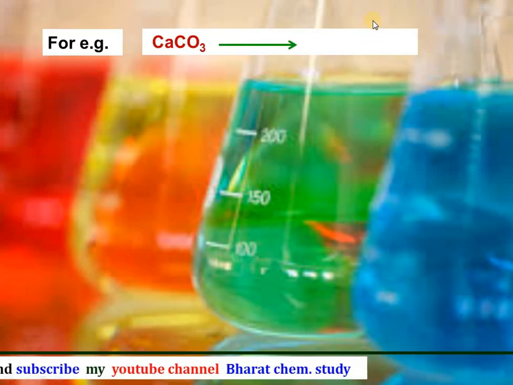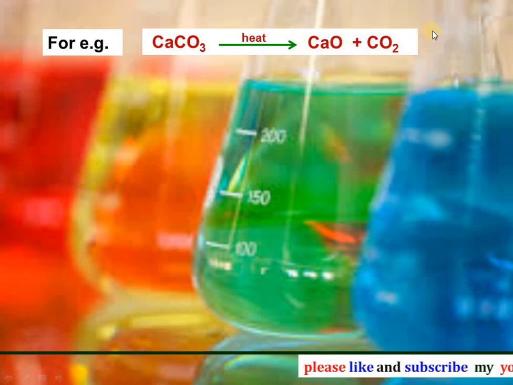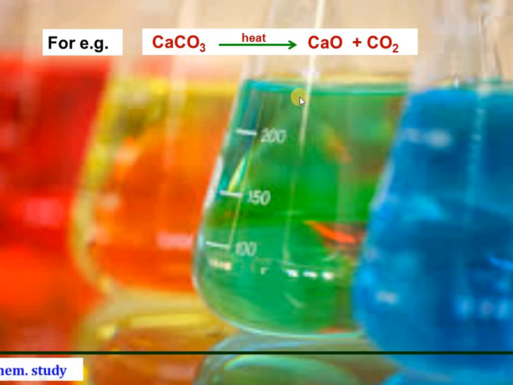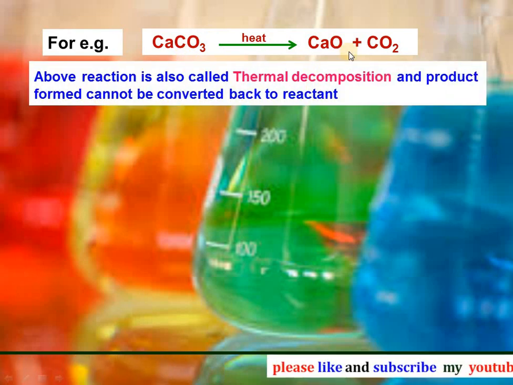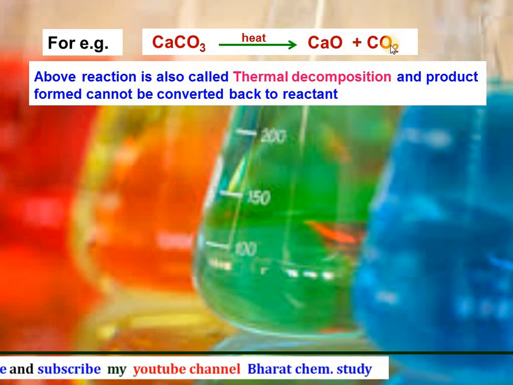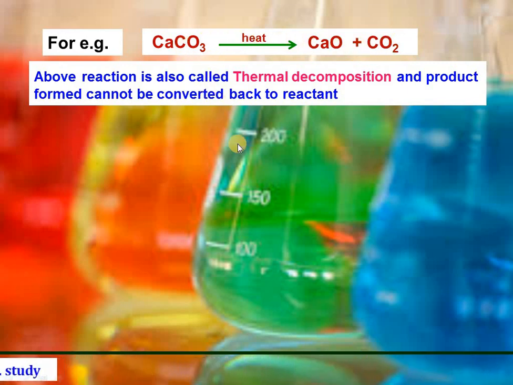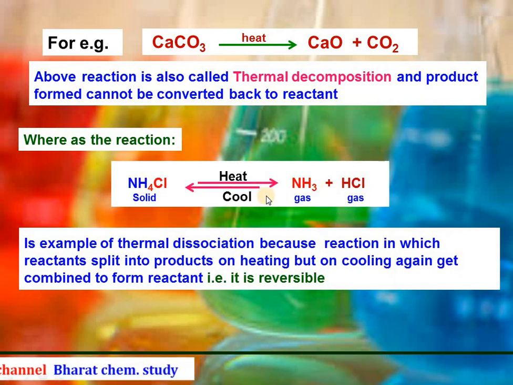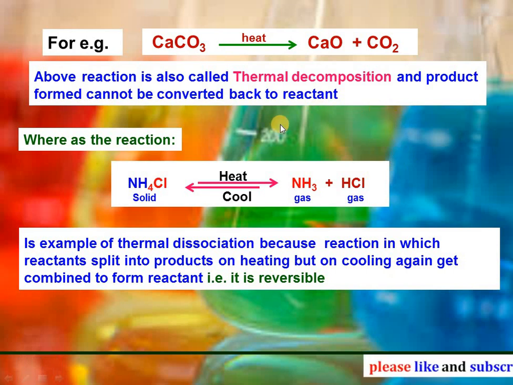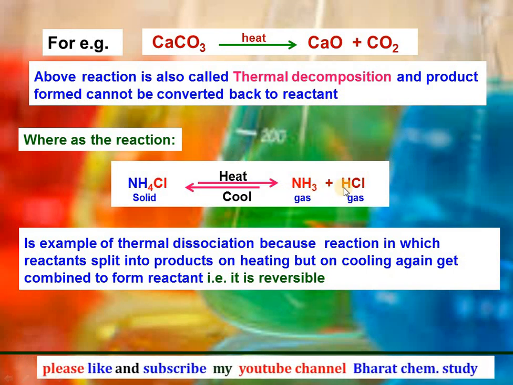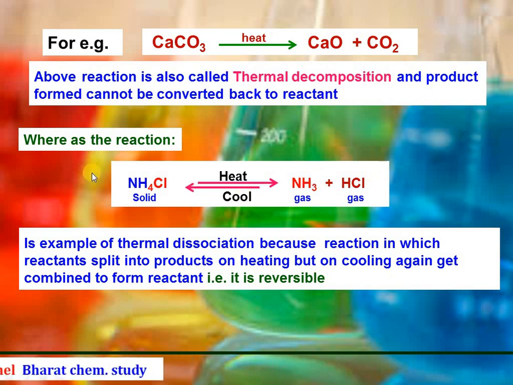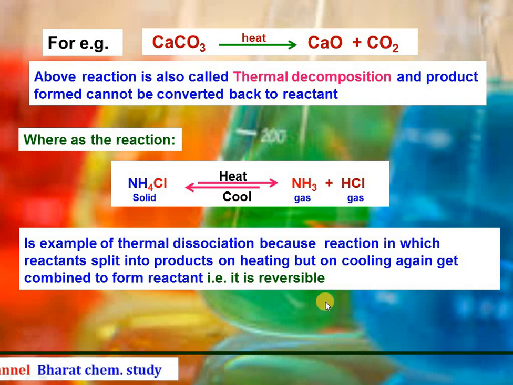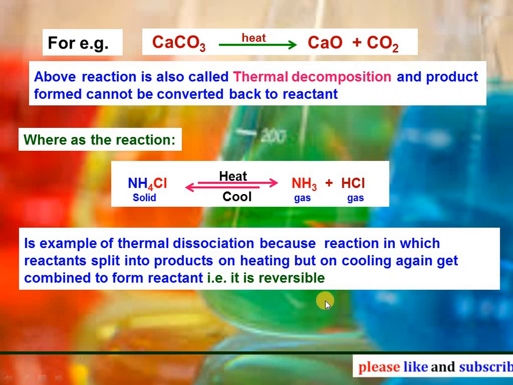Calcium carbonate on heating gives calcium oxide plus carbon dioxide. These two products never combine back on cooling to give back calcium carbonate. So it is an example of thermal decomposition, because the product cannot be converted back into reactant once heated. Whereas the reaction of ammonium chloride on heating to give ammonia plus HCl is an example of thermal dissociation, because on cooling these two gases combine again to give ammonium chloride. That is, the reaction is reversible. Thermal decomposition cannot be reversed, whereas thermal dissociation can be reversed.